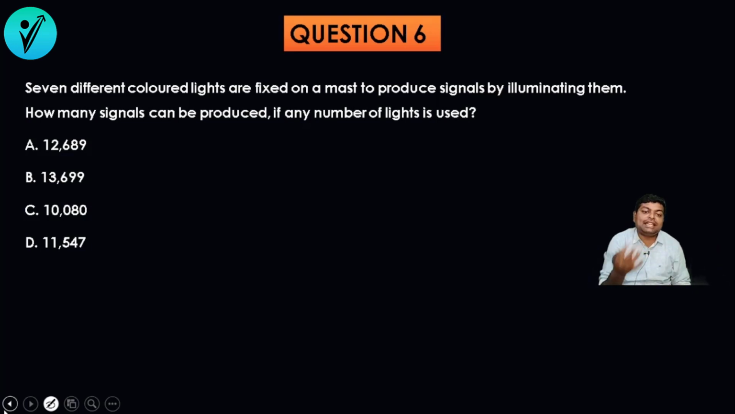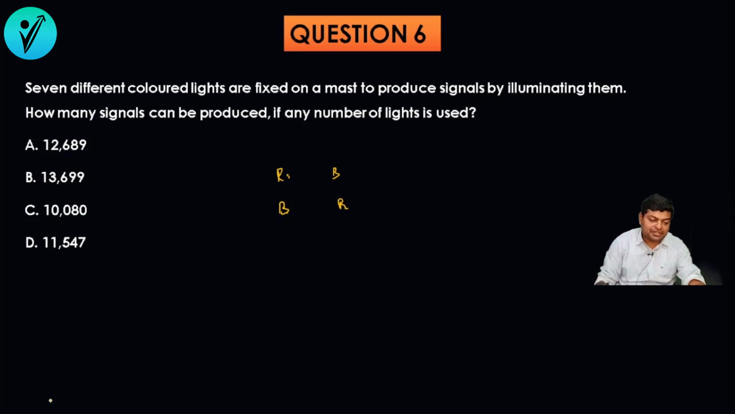And not only using the lights: suppose I am using only 2 lights, a red color light and a blue color light, now I can even arrange them. Red and blue will be a different signal, and blue and red will be a different signal. So in this question, first of all we are selecting the colors, and once the selection is done, then we are arranging them also. So this is a question of permutation. Selection and arrangement, both things are occurring. Selection and arrangement is permutations. So this is a question based on permutations.